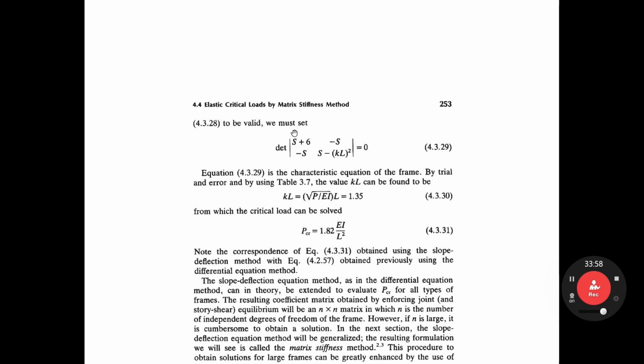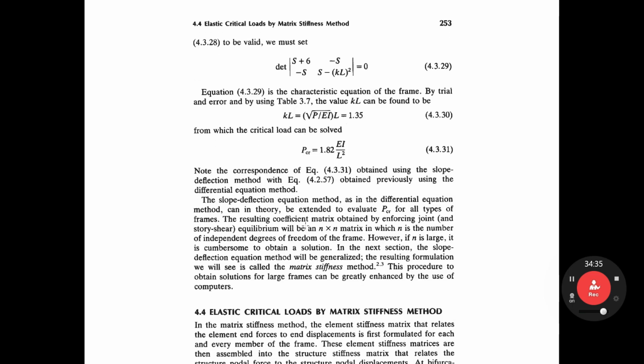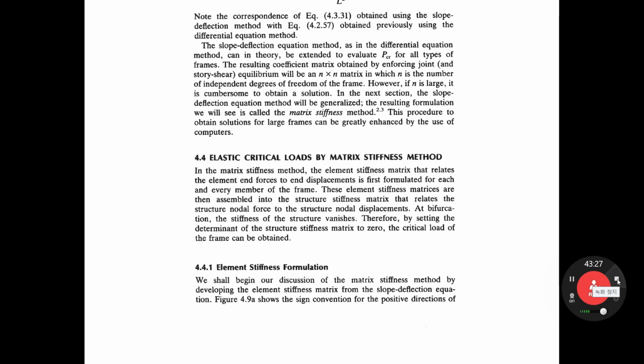You can get an equation, right? This one multiplied by this one, minus this one multiplied by this one, right? And then again, if you use Table 3.7, you can get the value KL, okay? KL equals 1.35. So PCR equals 1.82 EI over L square. That is the procedure. You get the PCR. Do you understand? Let's finish the first lecture of this week. Bye.